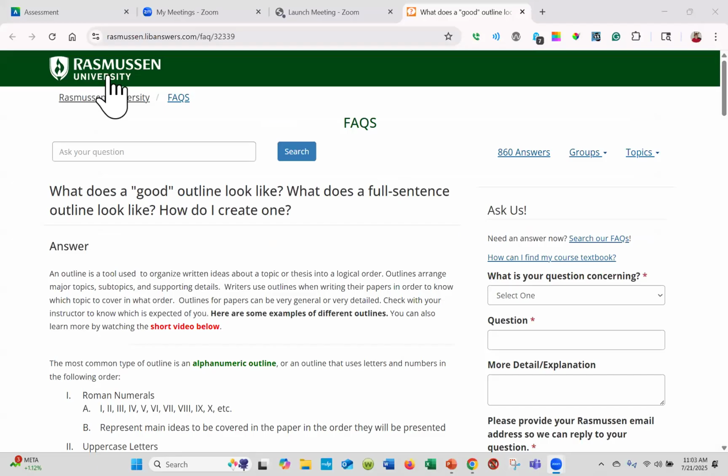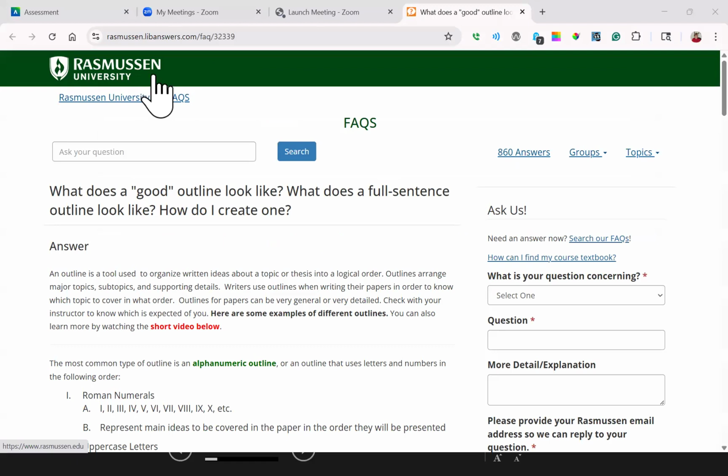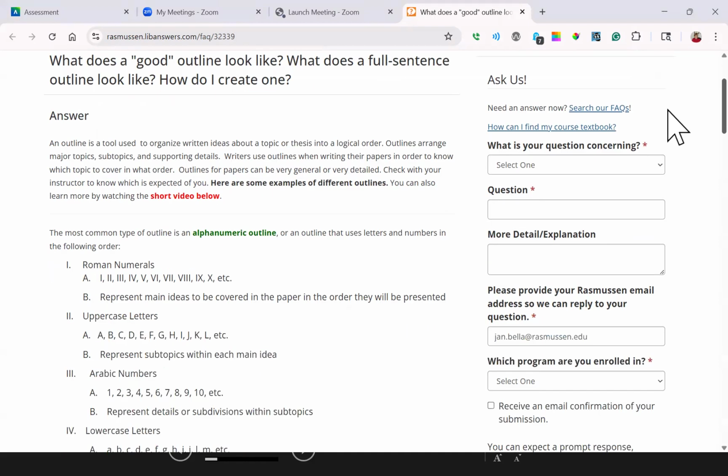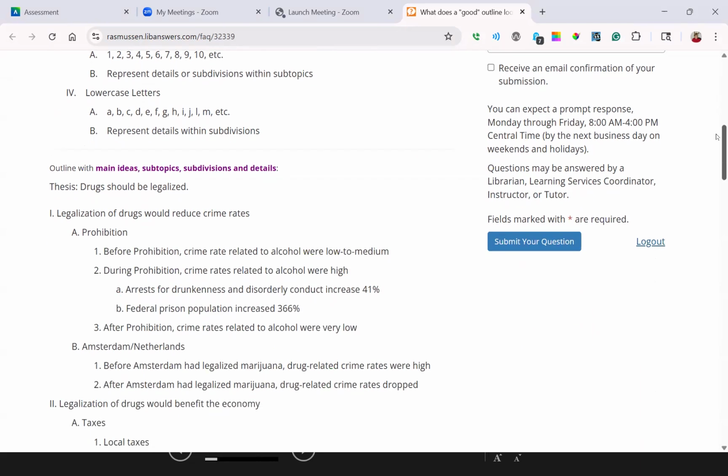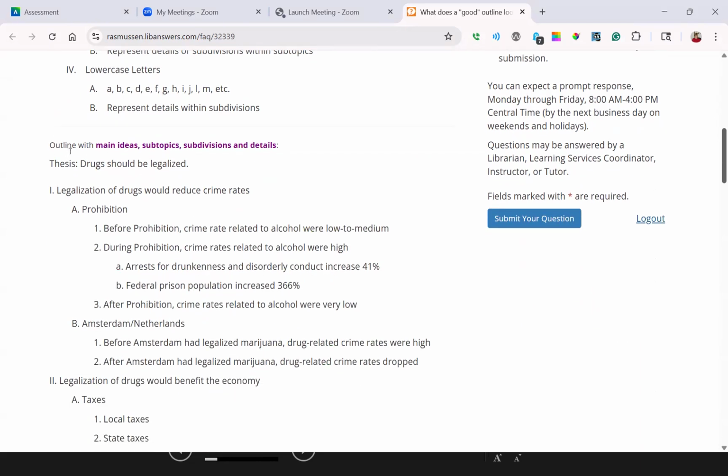Okay, we're at the Rasmussen University Online Library. What does a good outline look like? If we scroll down, we're going to find 3 different ways. The first way is using alphanumeric. This may not provide enough information for me to understand what you're saying, so please do not use the alphanumeric outline. Continuing down the page, here's one you might want to use: outline with main ideas, subtopics, subdivisions, and details.